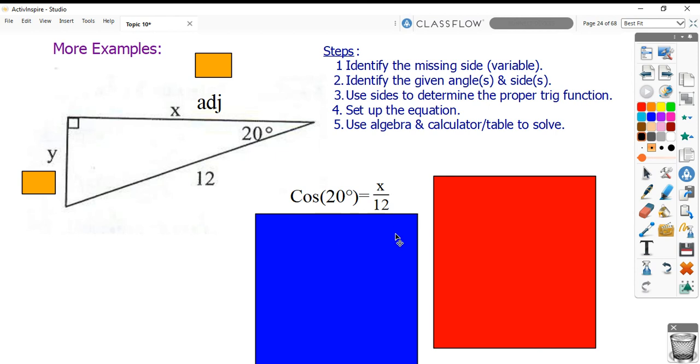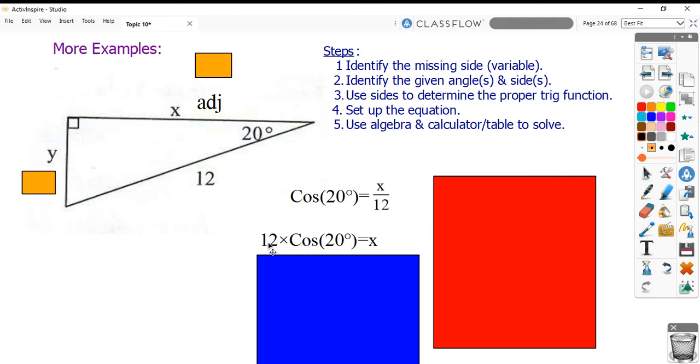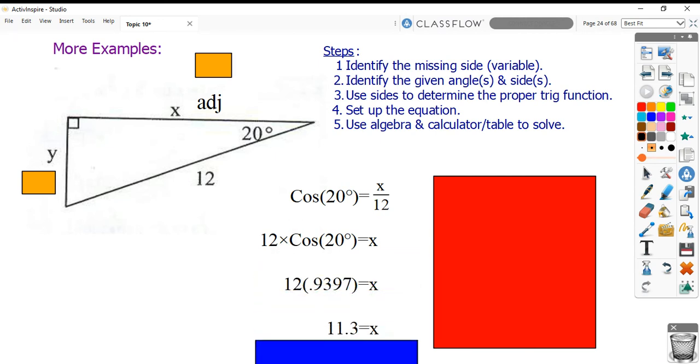This is very similar to the one that we did just a minute ago. How do we get the x out of this fraction? We multiply times the denominator. Multiply times 12 on both sides. 12 times cosine of 20. That is something that you can type directly into your calculator by itself. 12 times cosine of 20 gives us 11.3. That's the length of our adjacent side right there.